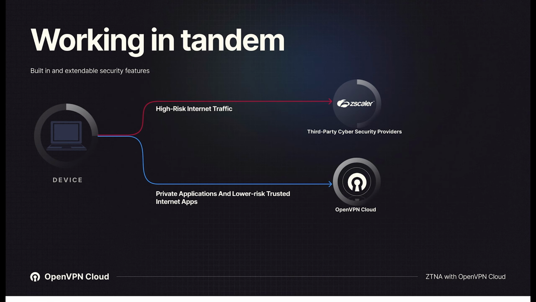If you remember, a few seconds ago I was talking about how you can use OpenVPN Cloud in tandem with another security provider. I gave an example that you can send all private applications and trusted applications, which are considered low risk since maybe they were configured as trusted applications or IP services, through OpenVPN Cloud, and everything else that's high risk because it hasn't been configured as a trusted application or IP service through a third-party cybersecurity provider like Zscaler.